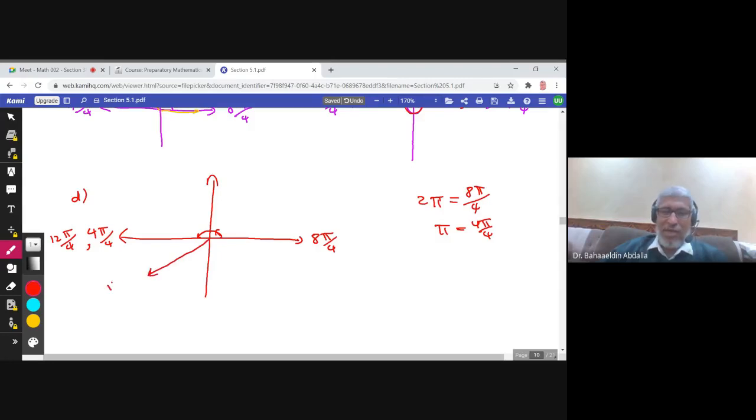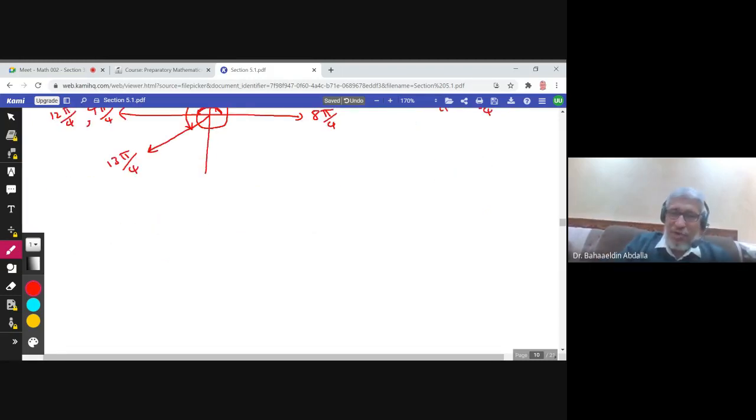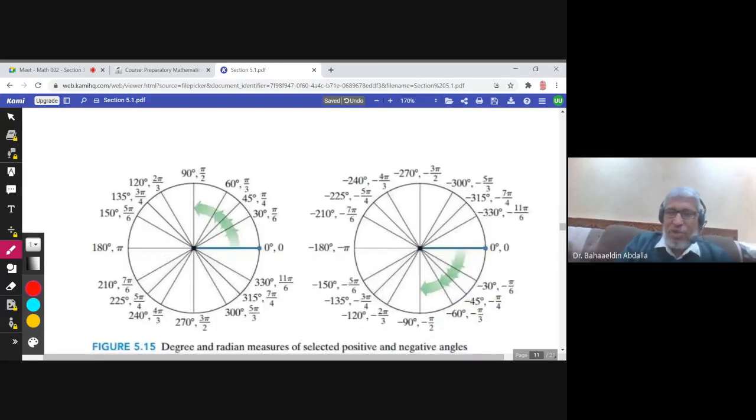So this is the angle 13 pi over 4. It goes from here to here. It continues, but then it goes up to here again. So one rotation and a half rotation, more than 1.5 rotations. This is the angle 13 pi over 4 in standard position.